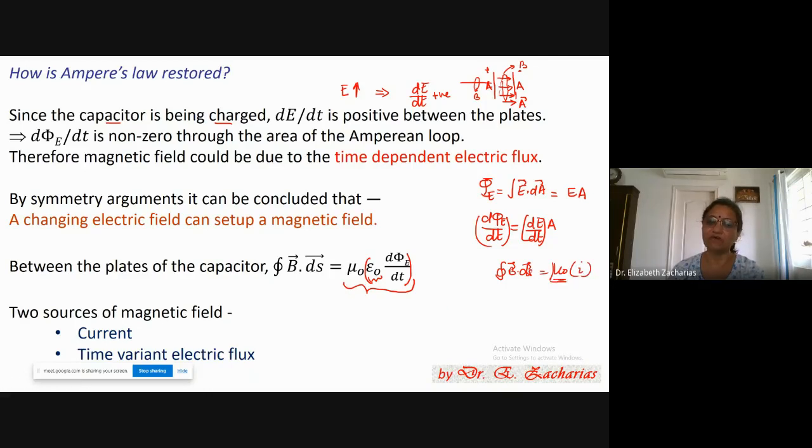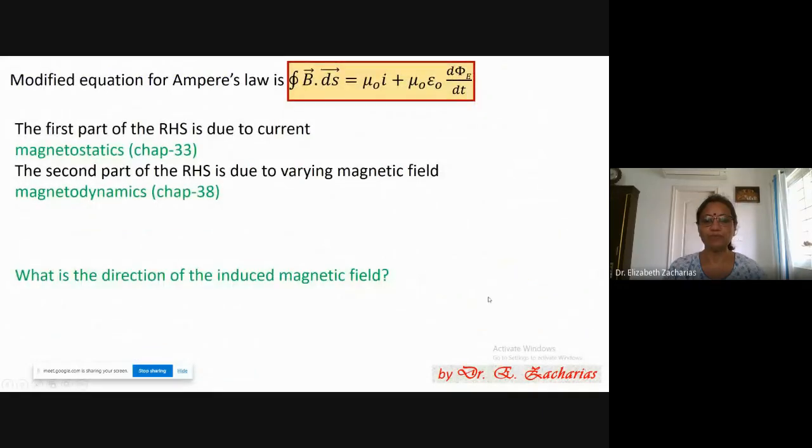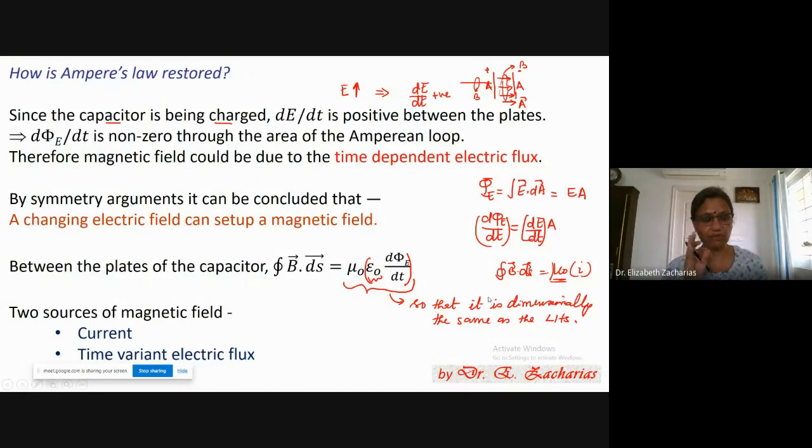But then additionally, we are also putting an epsilon naught and then d phi e by dt. The need for putting this mu naught and epsilon naught is so that it is dimensionally the same as the left hand side. When you write an equation, the left hand side and the right hand side should be dimensionally the same. So that can be achieved only if you put that epsilon naught. Otherwise, mu naught into d phi e by dt will not have the same unit as integral b dot ds. Okay, so now you have written a new equation for Ampere's law.